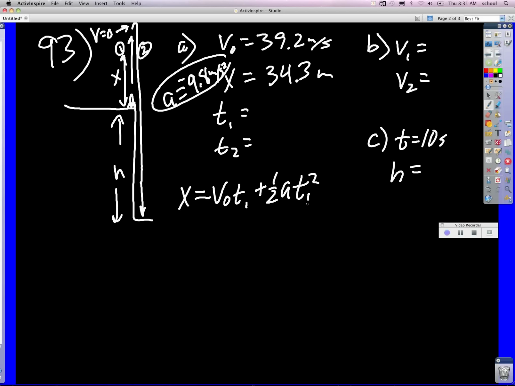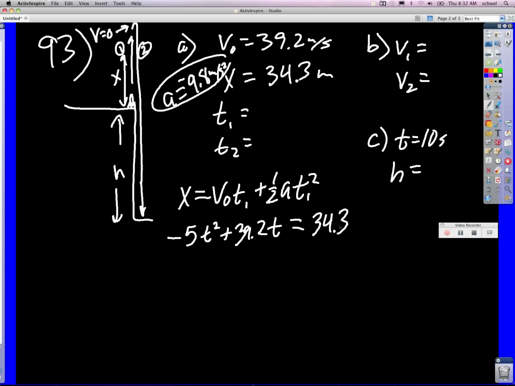I guess I'll fill it in first. I'm just going to do it in my head here, with rounded numbers. So negative 5t squared plus 39.2t equals 34.3. Okay, so fine, I'll just do it. This equation is correct, because it's all supposed to equal that. T1 will be 1 second, and T2 will be 7 seconds.